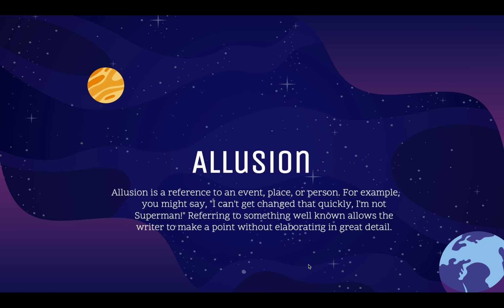Okay, so the first one that I want to talk about is allusion. Allusion is a reference to an event, place, or person. And usually it's an event, place, or person that has either historical, social, literary, or historical significance. So, for example, you might say something like, I can't change that quickly. I'm not Superman. And the writer's referring to something that we all kind of know about. And it allows the writer to make a point without elaborating in great detail. By using this allusion, they're able to explain their point.